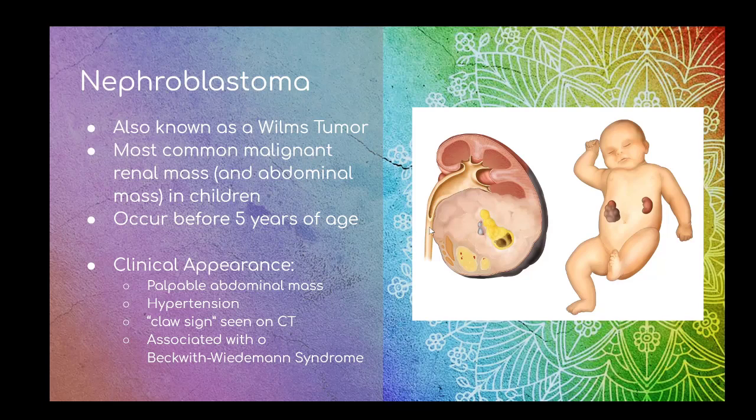So back to the nephroblastoma, or the Wilms tumor, usually arises from the kidney. It's going to be a large mass, typically unilateral, and it'll occur before the age of 5. Typically between the ages of 2 and 5, to be more specific. When these patients come to clinic, they are going to have a palpable abdominal mass. They're probably going to have signs of hypertension, showing a claw sign on CT. And again, this is also associated with Beckwith-Wiedemann syndrome. So hepatoblastomas and nephroblastomas are both associated with Beckwith-Wiedemann syndrome.